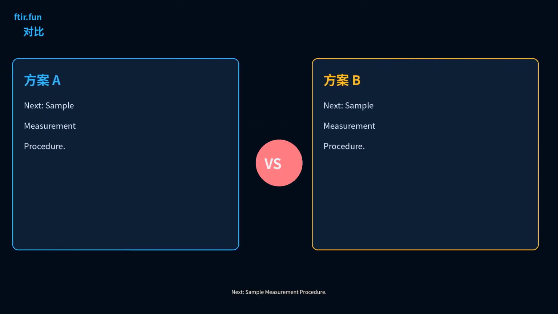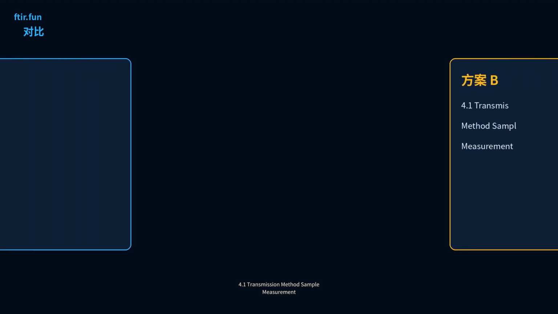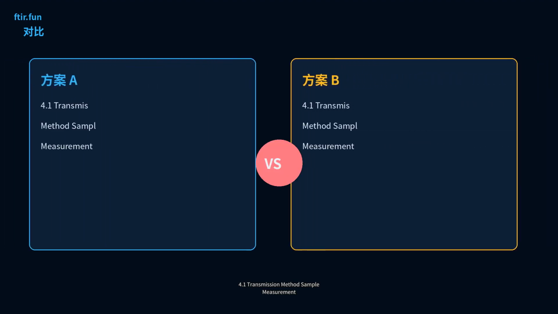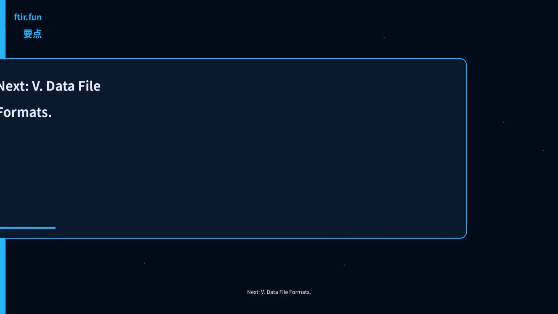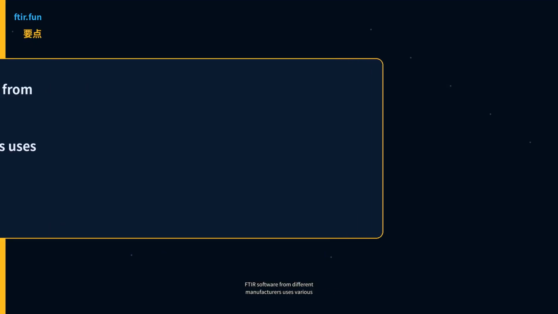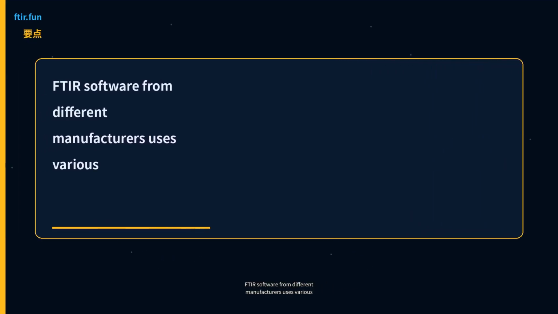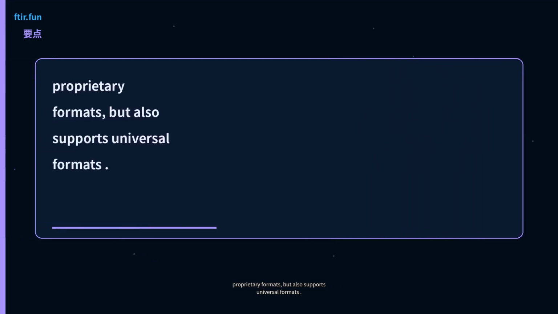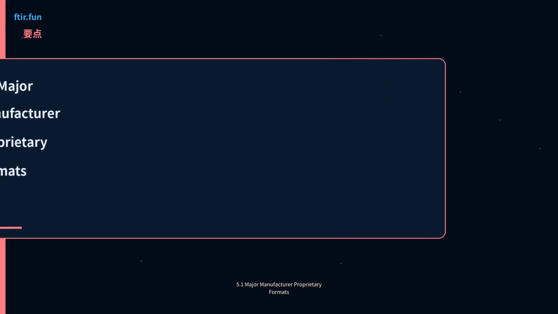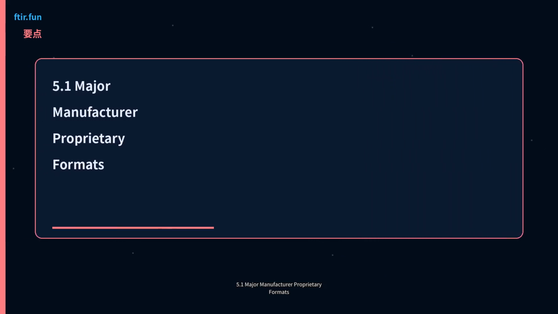Next, sample measurement procedure. 4.1 Transmission method. Sample measurement steps, using a KBr pellet as an example. Next, V. Data file formats. FTIR software from different manufacturers uses various proprietary formats, but also supports universal formats. 5.1 Major manufacturer proprietary formats.